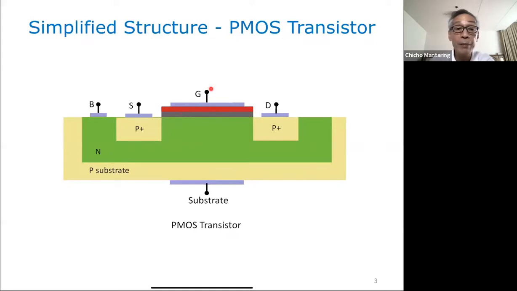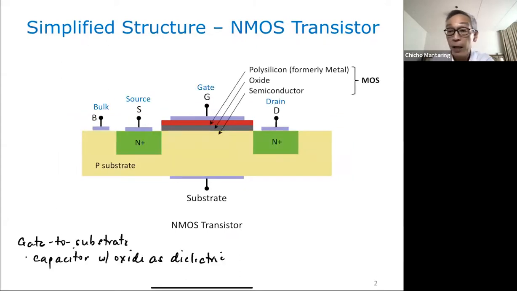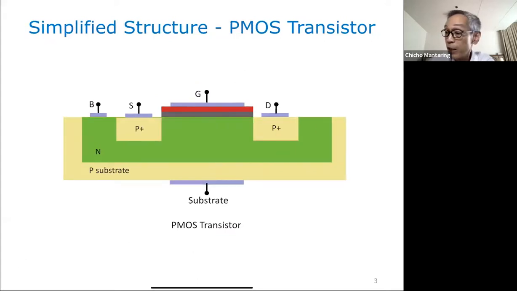Your terminals are the same. This is the gate, this is the drain, this is the source. In the NMOS transistor, your substrate is usually connected to your bulk. So the B terminal and the substrate are the same terminal. But in the PMOS transistor, B and substrate are different terminals. So your bulk and the substrate are different.